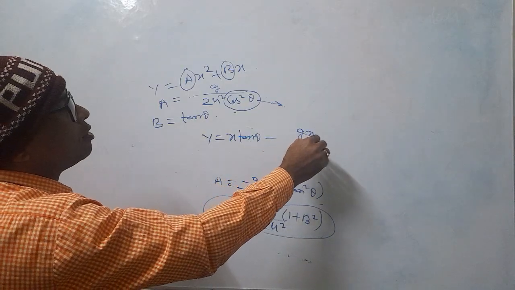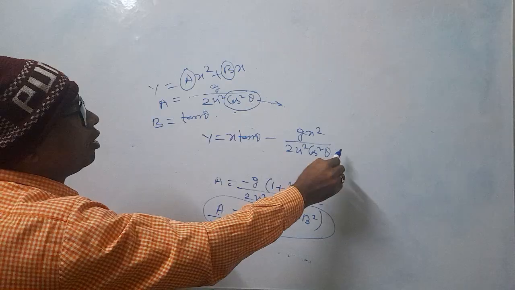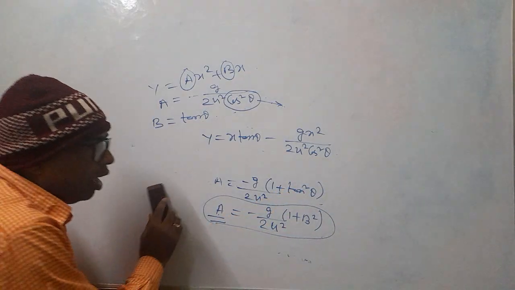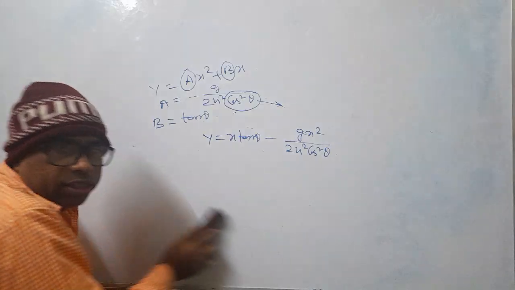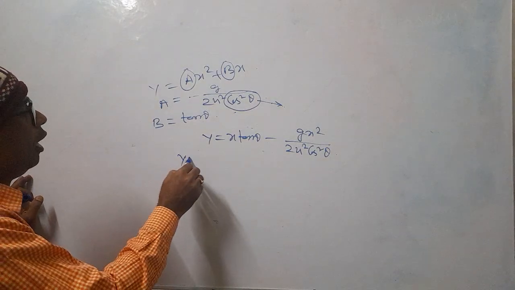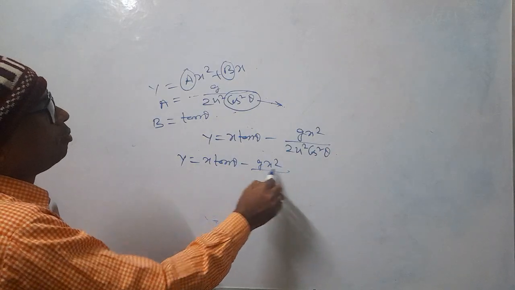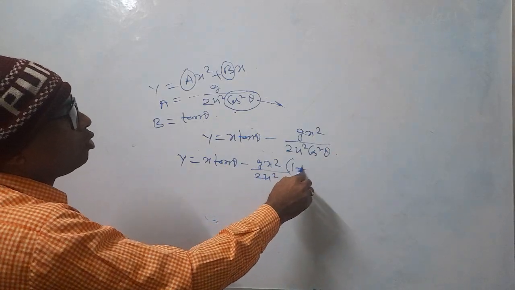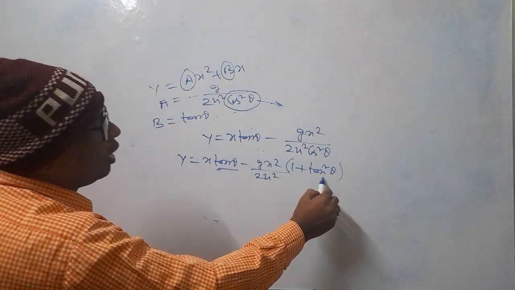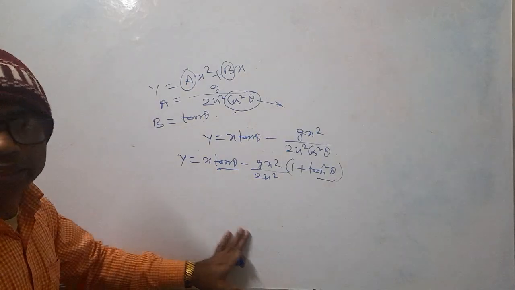Just see here, y equals x tan theta minus g x square by 2u square cos square theta. We can replace cos square theta by 1 over sec square theta, and sec square theta by 1 plus tan square theta. That is y equals x tan theta minus g x square by 2u square into 1 plus tan square theta. That is a tan square theta term, so we get a quadratic equation in tan theta.